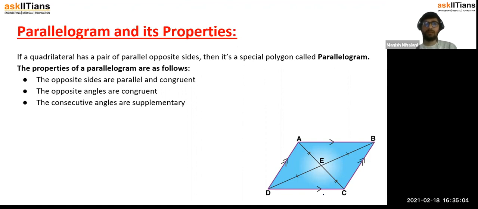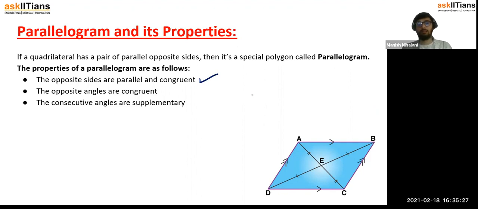So that is why a parallelogram is a very important quadrilateral, because many other quadrilaterals which have more specific properties are also parallelograms, right? So for a parallelogram, the opposite sides are parallel and equal.